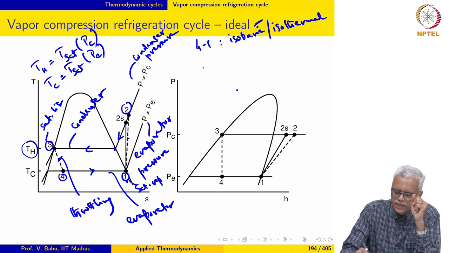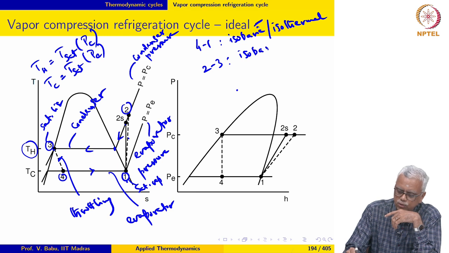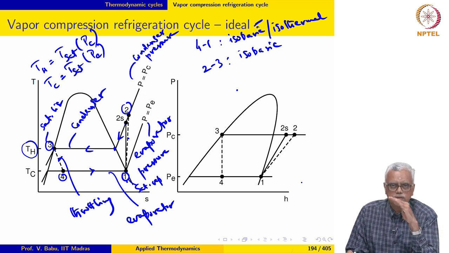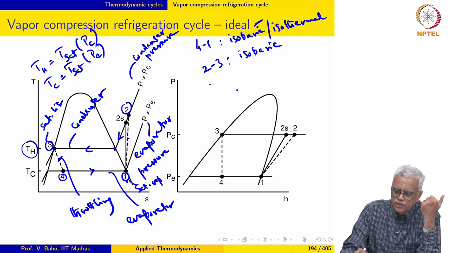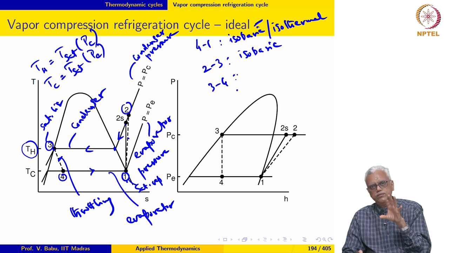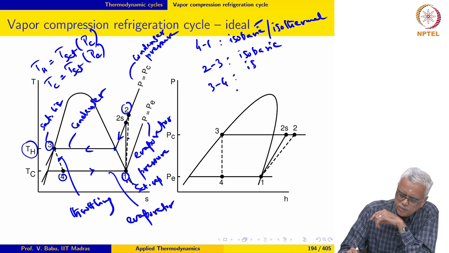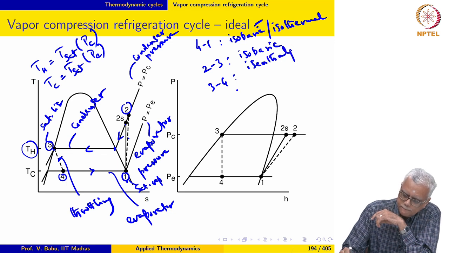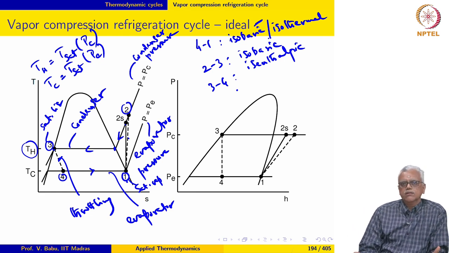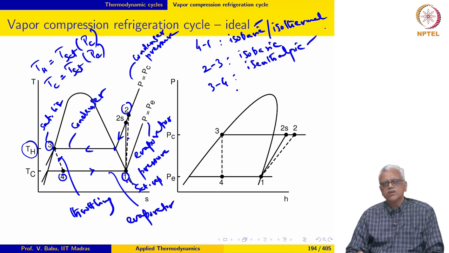Okay, now 2-3 is isobaric, part of it is isothermal, but 2-3 is isobaric. Pressure remains constant as the refrigerant loses heat to the ambient. 3-4, assuming that the change in specific volume as a result of throttling is not very large, that the specific volume more or less remains the same, you know that throttling is an isenthalpic process. So we can see that two out of the four processes in the cycle are constant pressure processes, and one process is a constant enthalpy process.